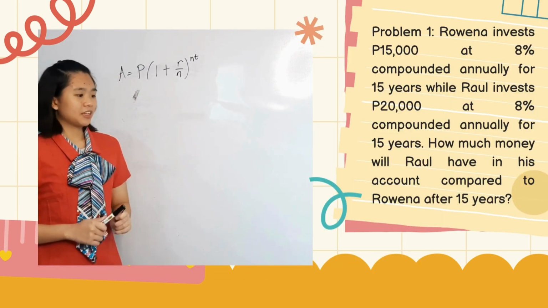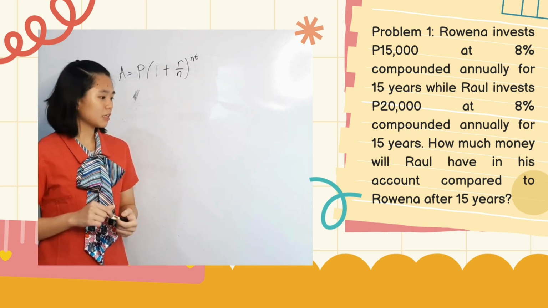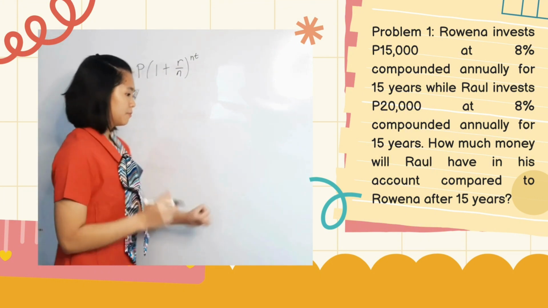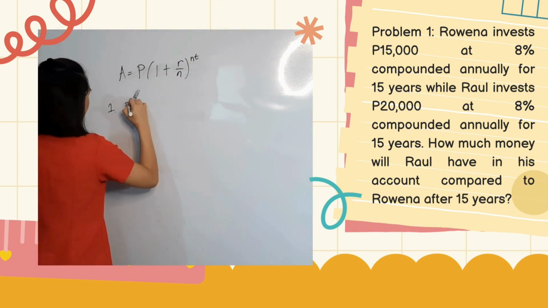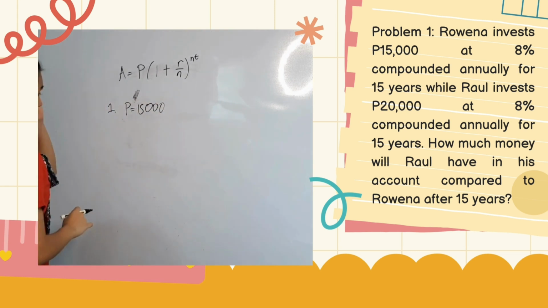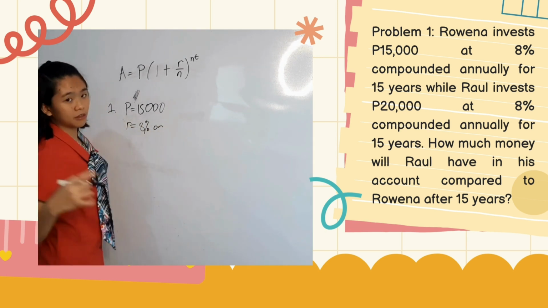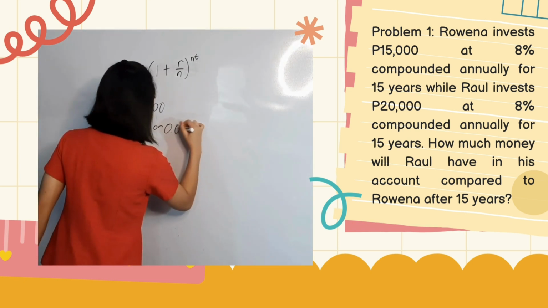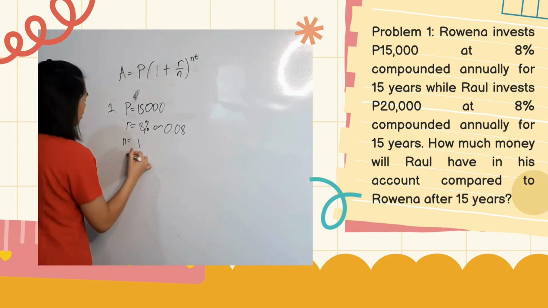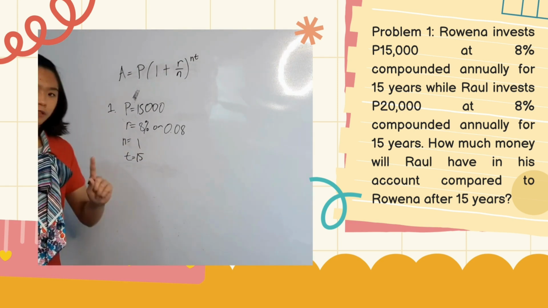Rainah invested 15,000 at 8% compounded annually for 15 years, while Raul invested 20,000 at 8% compounded annually for 15 years. How much money will Raul have in his account compared to Rainah after 15 years? Rainah invested 15,000, that's our P. 8% is the rate, so R is equal to 0.08 in decimals. N is 1, because annually means once per year. And T is the time in years, 15. So, first step, we plug in the values.